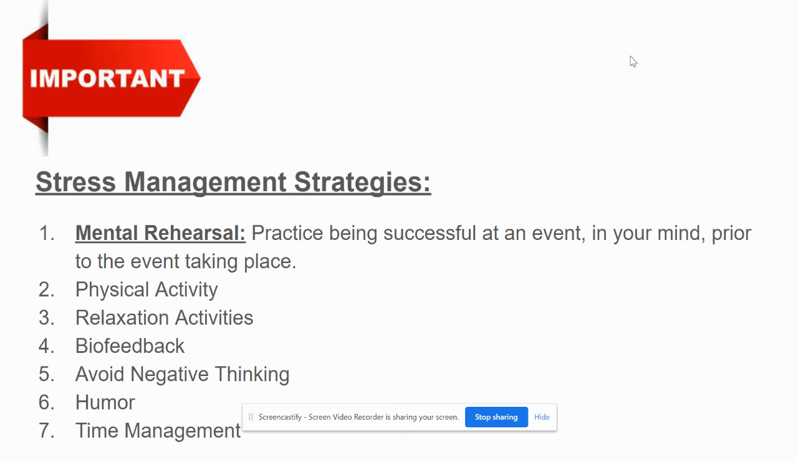In your head, visualize yourself doing that event well. You remember all your lines or you make a great play. Do that several times over and over before that event takes place. Physical activities next. So that could be going outside, going for a walk, doing something active to release some tension. Relaxation activities are listed next. This is so many different things. This could be something like progressive muscle relaxation or deep breathing or meditation.